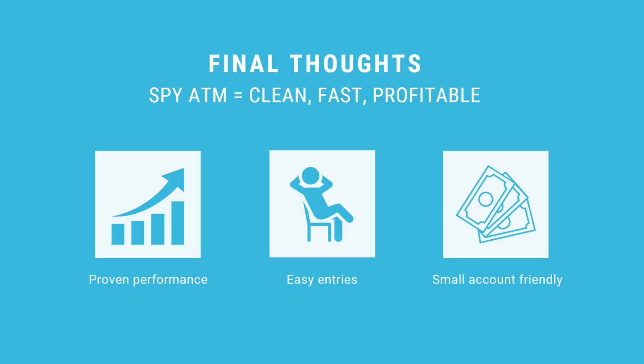So some final thoughts. SPY ATM is clean, fast, and profitable. We have proven performance. We'll provide you with the trade logs from January 1st, 2024 up until today. Later in the live stream, we'll probably go through a little bit of the Discord and show you some of people's actual screenshots and comments of their profits. The entries are easy. You're trading the same ticker at the same time every day, and there's a clear stop loss and take profit target. And again, it's small account friendly. You can do this with a $2,000 cash account, and you don't have to worry about any pattern day trading rules if you're using a cash account.